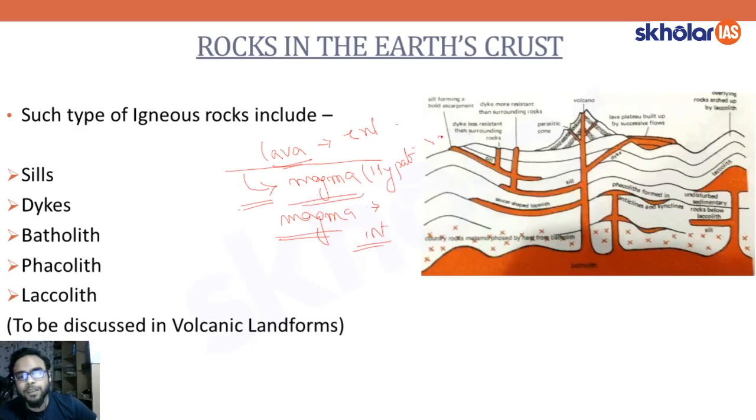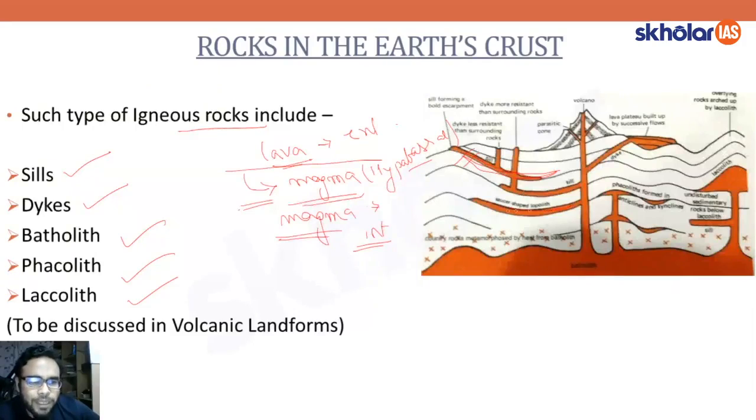Understood this? Understood what are hypabyssal rocks? So where are these hypabyssal rocks found? Hypabyssal rocks are found in between, above the extrusive igneous rocks, and below we will have the intrusive igneous rocks. Fine. So such type of igneous rocks will include sills, dikes, batholith, phacolith, laccolith. See, these are the structures. What is the structure of a sill like? It is like a concave shape, right?